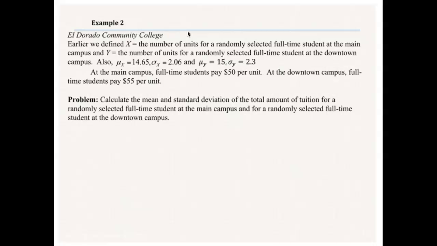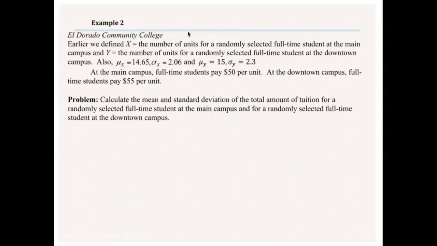So we're going to calculate the mean and standard deviation of the total amount of tuition for a randomly selected full-time student at the main campus and a randomly selected full-time student at the downtown campus together. So we're going to combine them. So if we selected one from each campus and we wanted to compute the total tuition for both. All right.